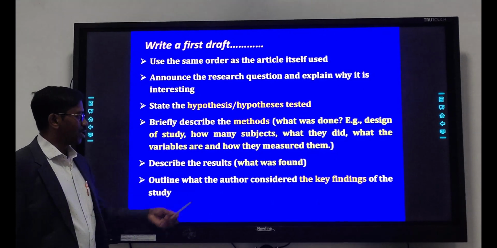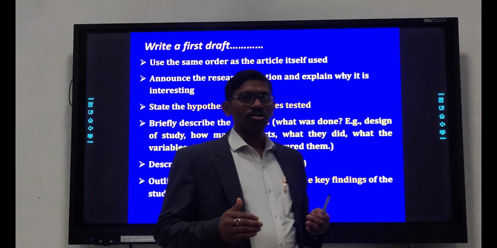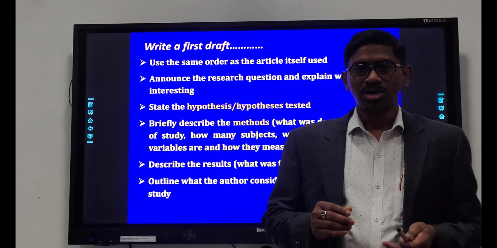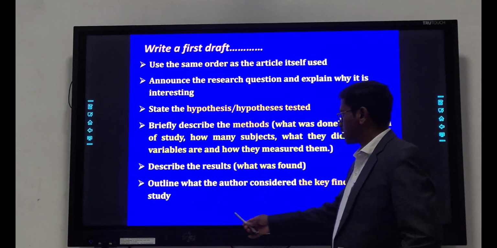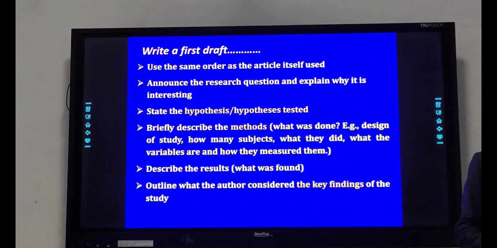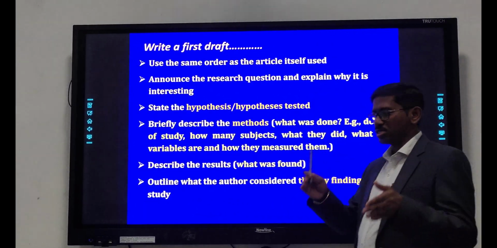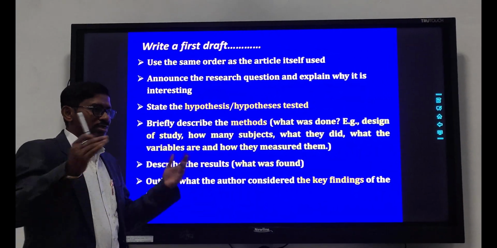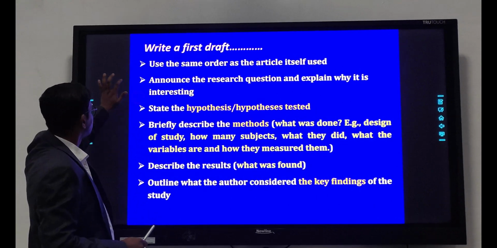Try to describe the results, that is, what you found at the time of doing your work. And lastly, outline what the author considered the key findings of the study. That should be mentioned at the end of the summary, and it will be more and more helpful to attract the readers.